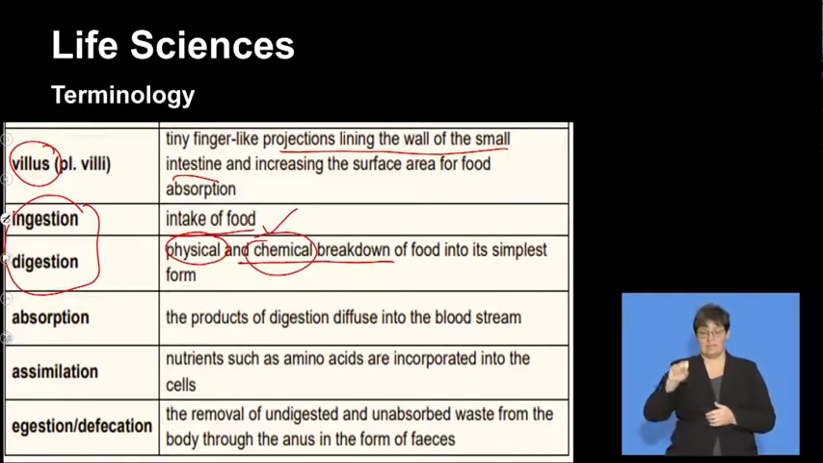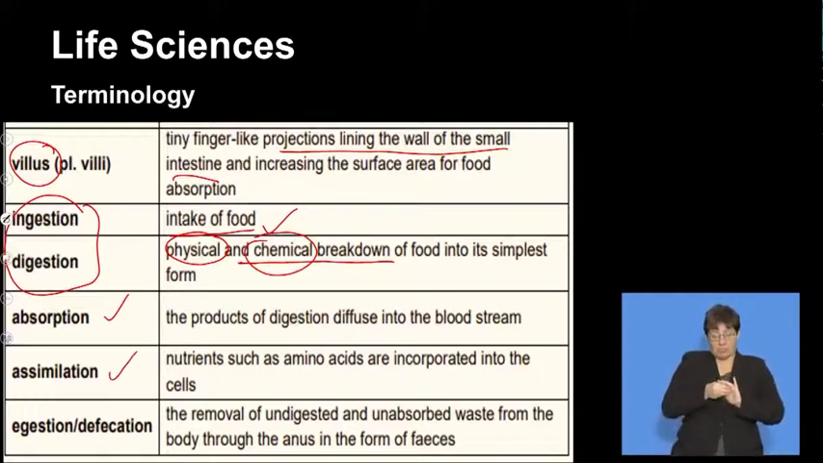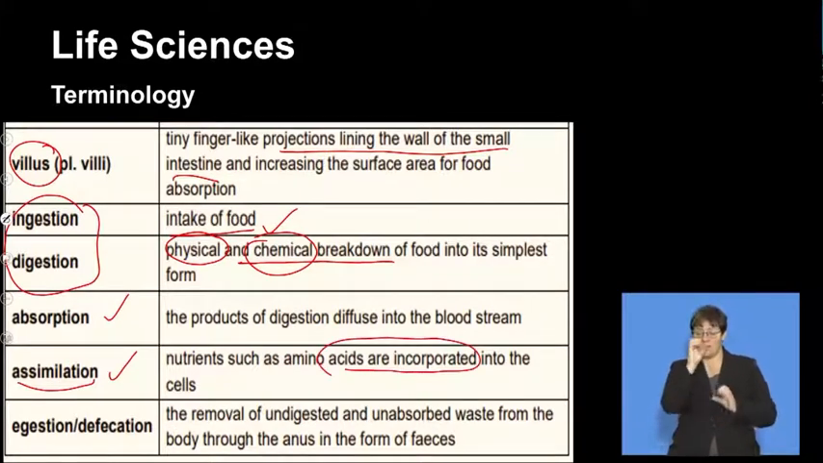What happens to that food would be then either absorbed and then it's built up. So assimilate would be to put together into the cells based on how the body needs them, and then the removal of the waste products, the parts that are not digested, that's referred to as egestion or defecation.